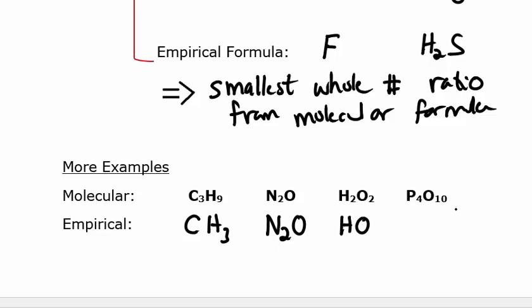And P4O10, you should be able to write that one down. The ratio is 4 to 10. Both those numbers are divisible by 2. So the lowest ratio would be P2O5.